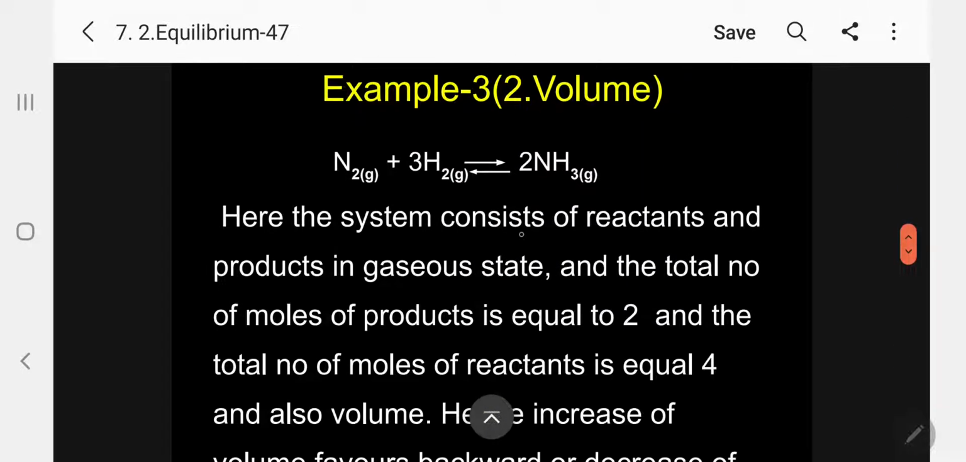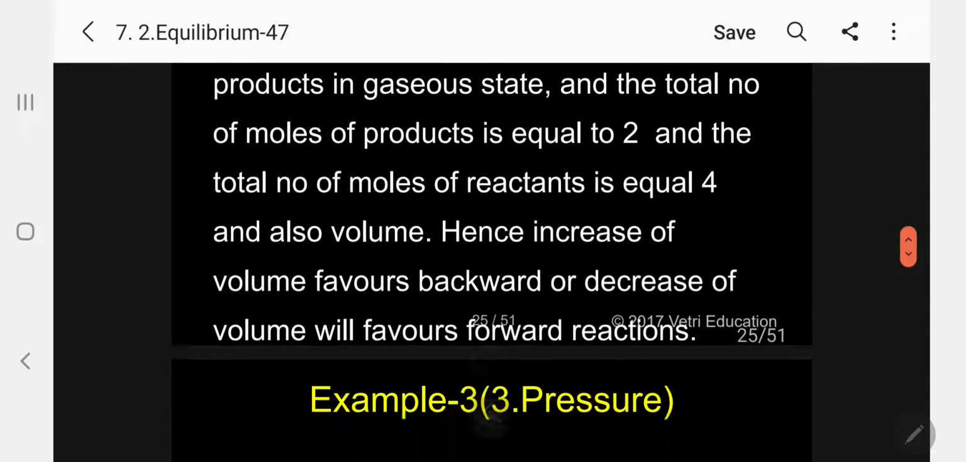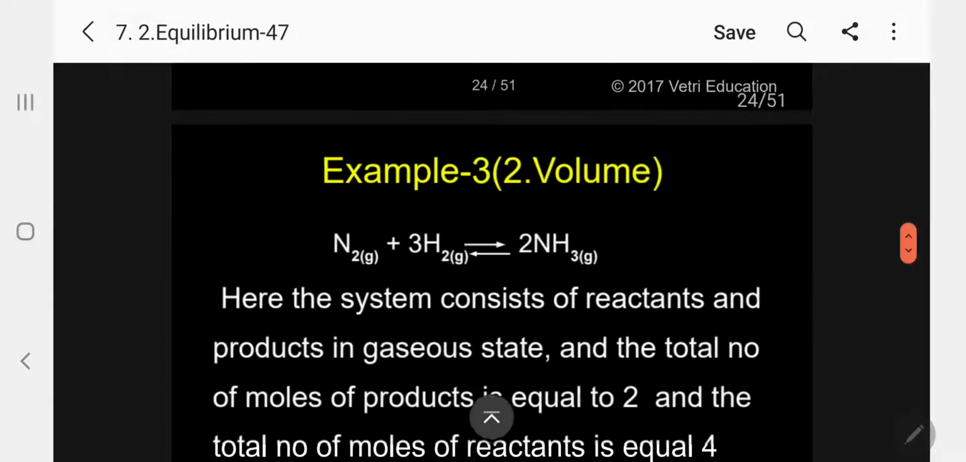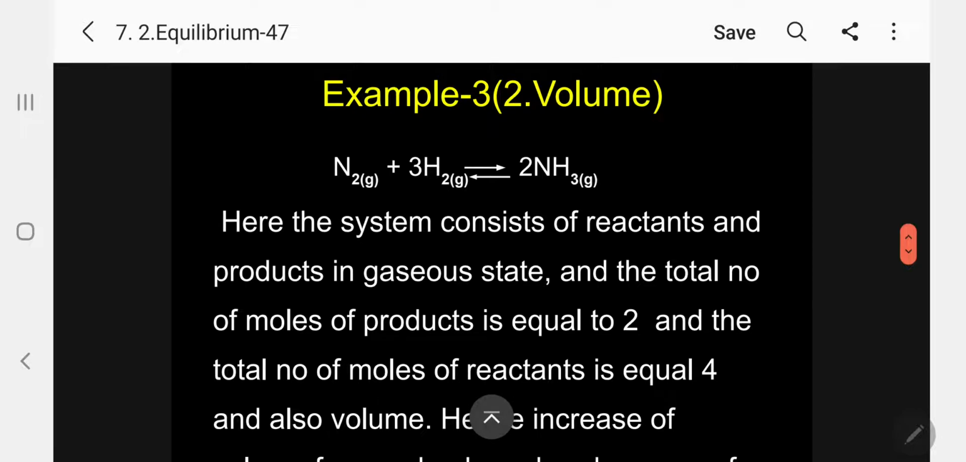Then second, the system consists of reactants and products in gaseous state, and the total number of moles of products is equal to 2 and the total number of moles of reactants is equal to 4, and also volume. Hence, the increase of volume favors... kindly follow, effect of volume. Let me write better: 1 volume, 3 volume, 2 volume.